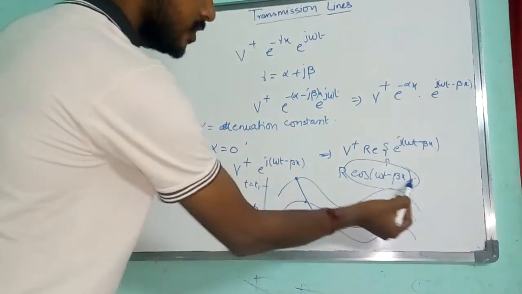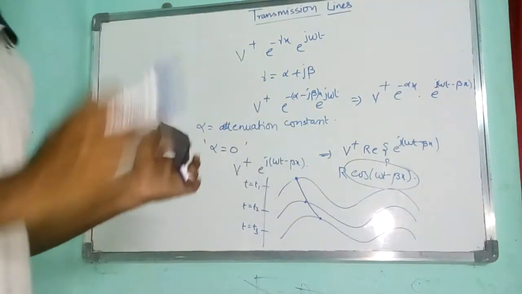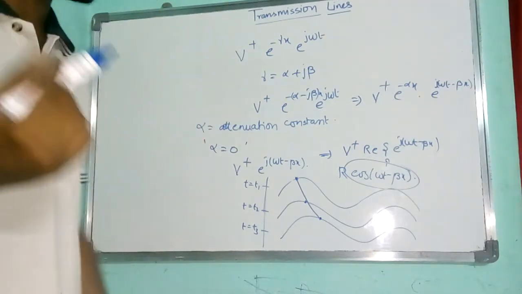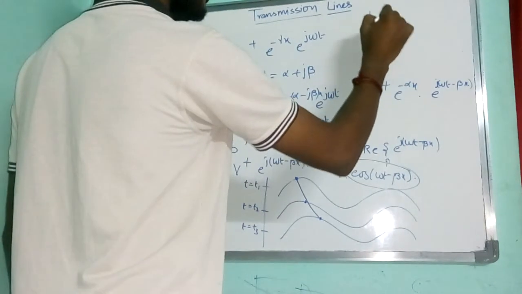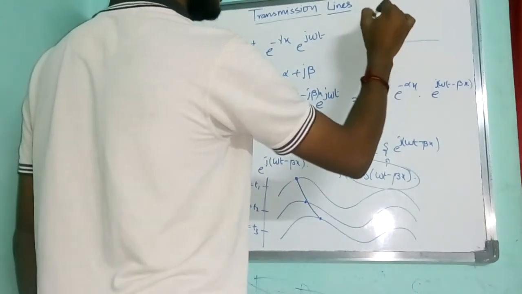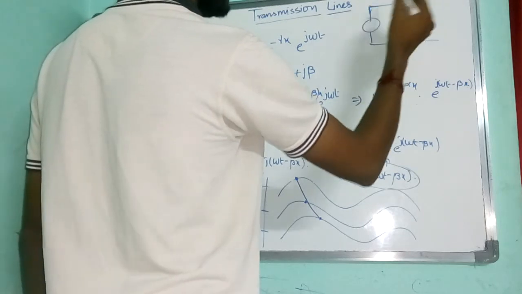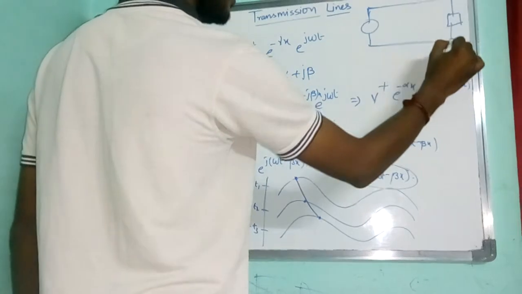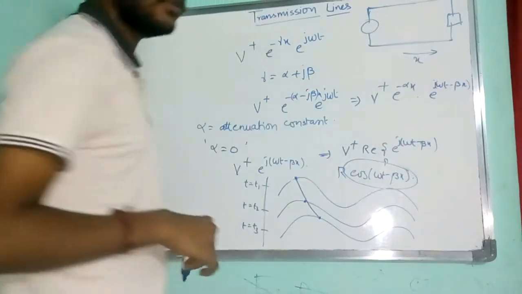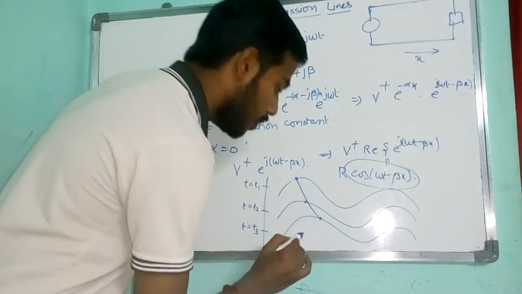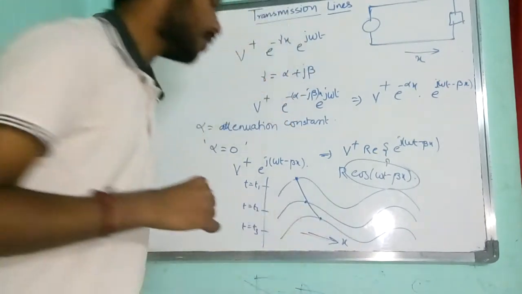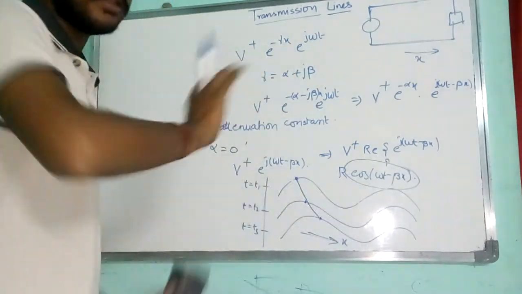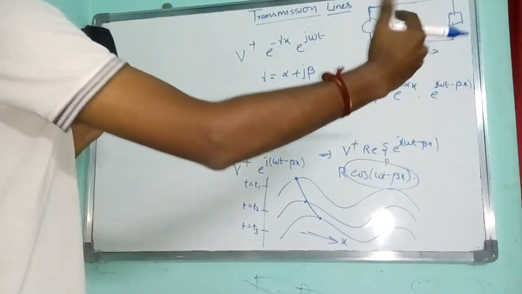Okay. Now this is omega t minus beta x for the first case I have taken. Similarly, for the next case it will be omega t plus beta x. Whatever the generator I have considered here, I consider this as the positive x direction. So for x equal to 0 to some distance, x is changing in the rightward direction.